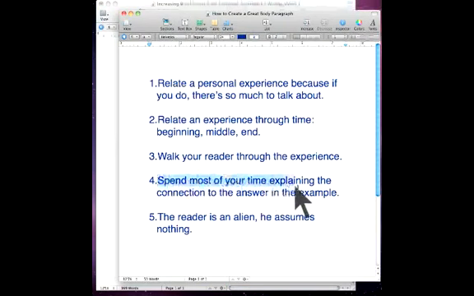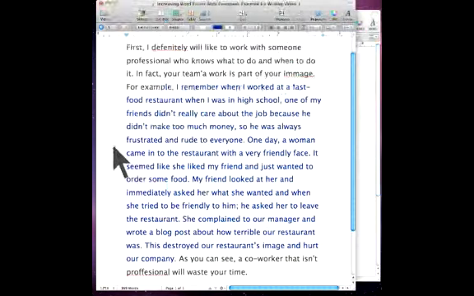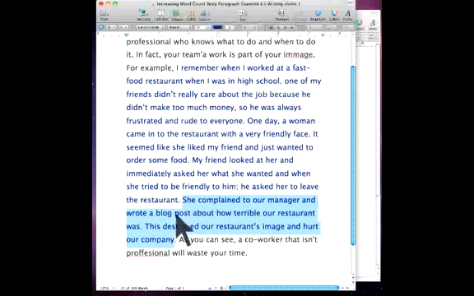Now spend most of your time explaining the connection to the answer in the example. That's what I actually did here. She complained to our manager and wrote a blog post about how terrible our restaurant was. This destroyed our restaurant's image and hurt our company. So this is 2 solid sentences.